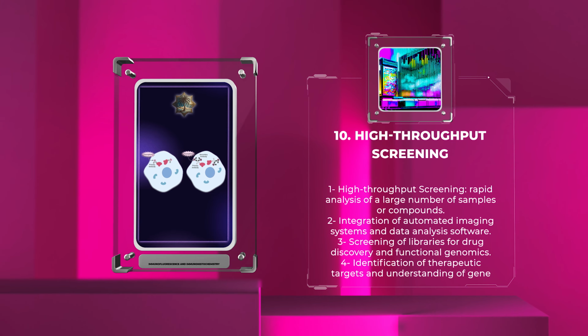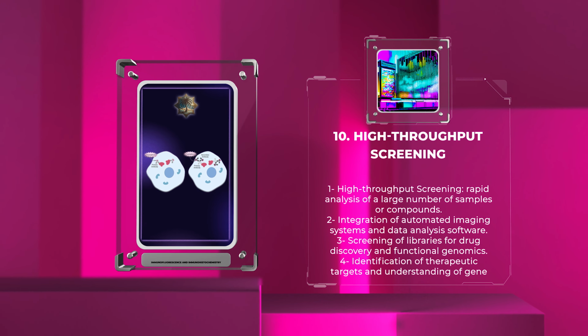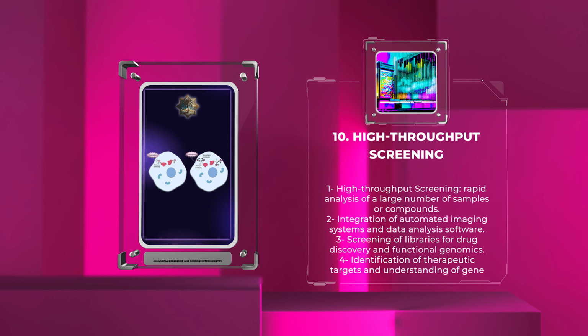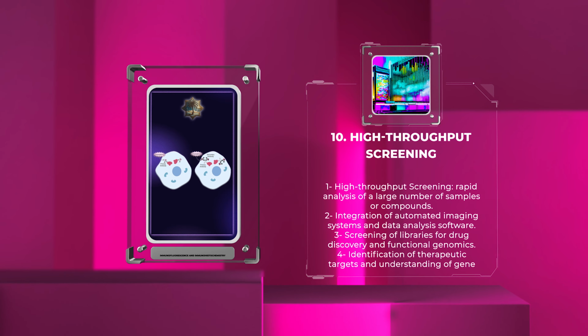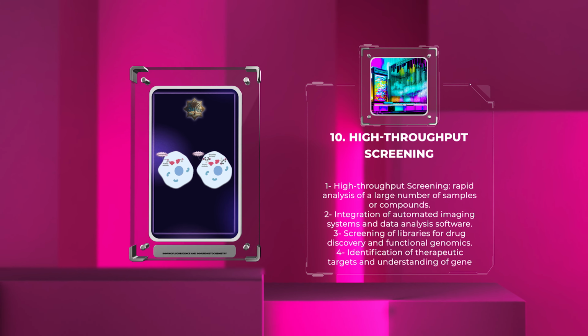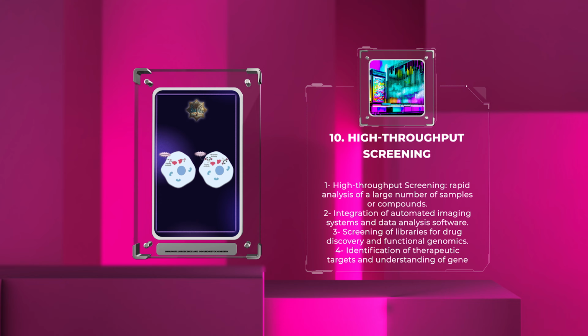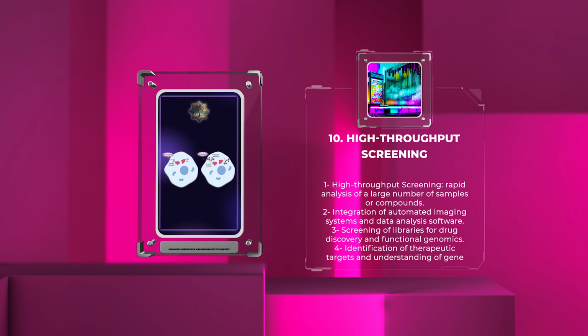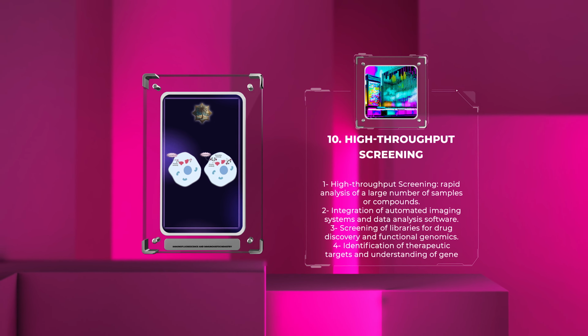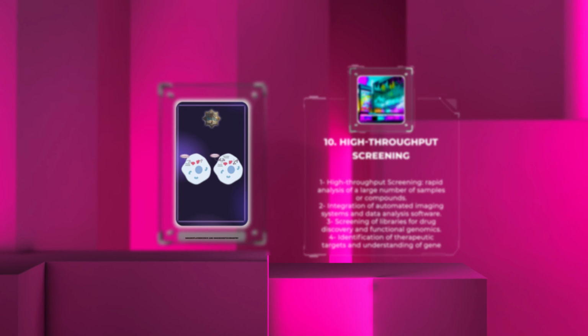High-throughput screening is a technique used to rapidly analyze a large number of samples or compounds for specific cellular responses or molecular interactions. By integrating automated imaging systems, liquid handling robots, and advanced data analysis software, researchers can screen libraries of compounds, genes, or siRNAs in a fast and efficient manner. High-throughput screening has revolutionized drug discovery, genetic screening, and functional genomics, leading to the identification of potential therapeutic targets and the understanding of gene function.